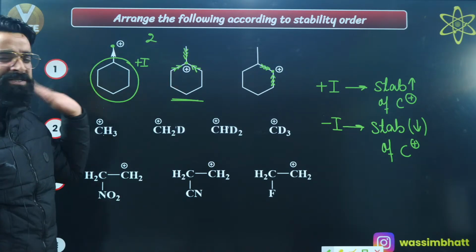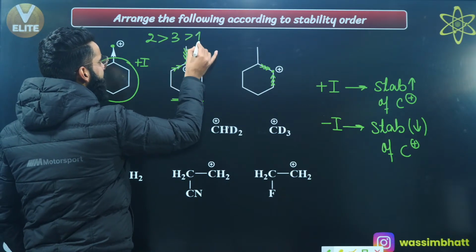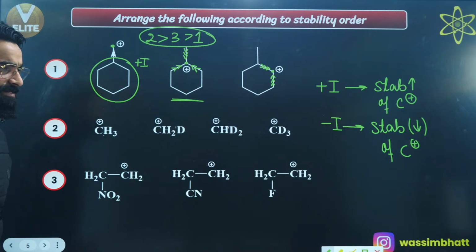So 2 is maximum stable, followed by which one? Followed by third, followed by first, right? This is going to be the order of the stability in the first case. Yes, I'm sure it's clear to everyone, right?